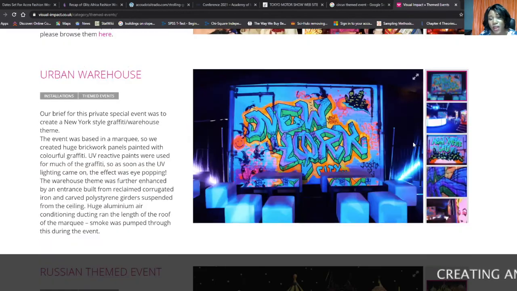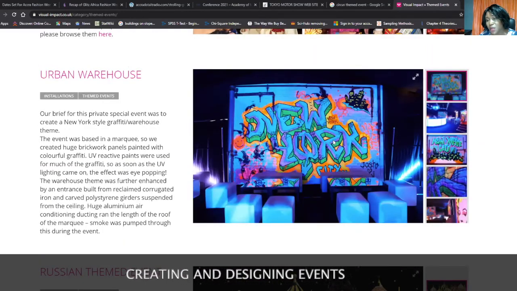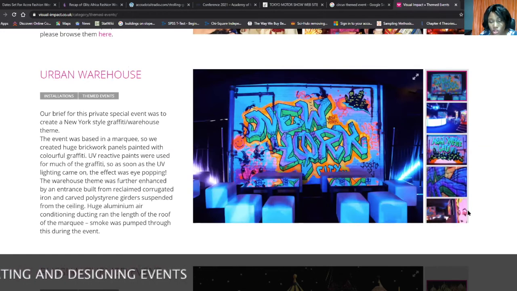This is an example of an urban warehouse party as well. And you can see that the typical theme in warehouses is being portrayed here. There are no chairs or tables. They have these boxes and cushions, all to be able to follow the theme of the warehouse.